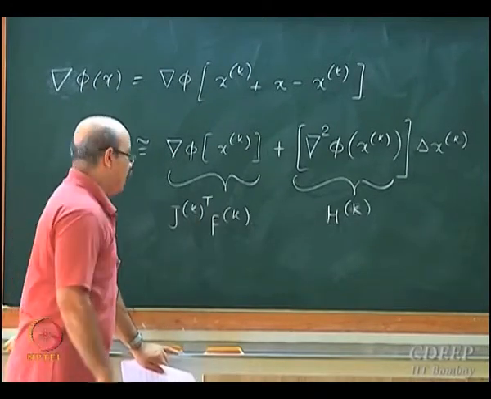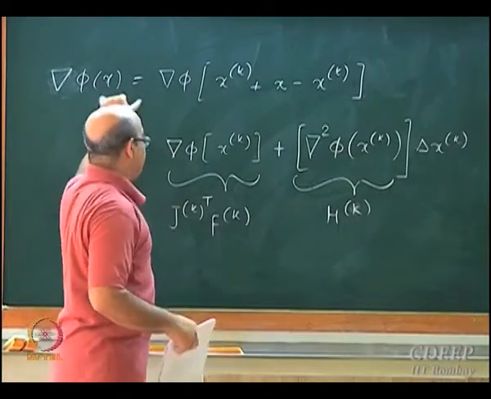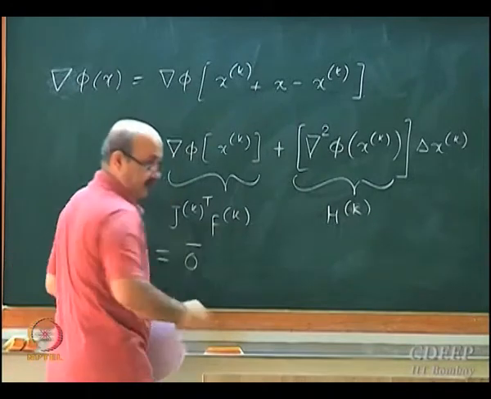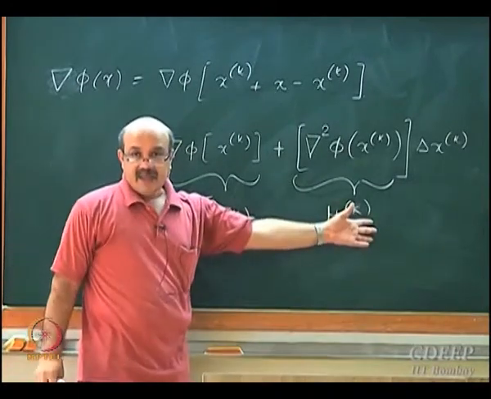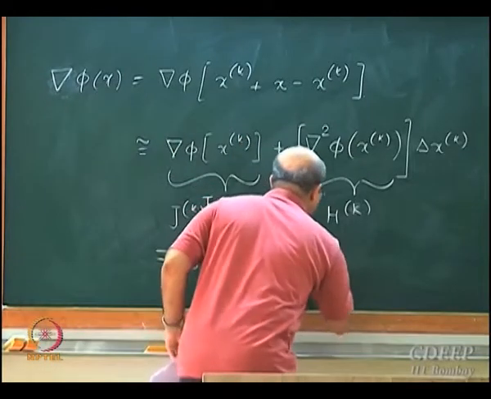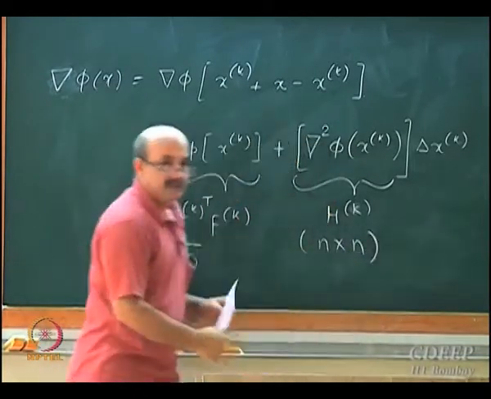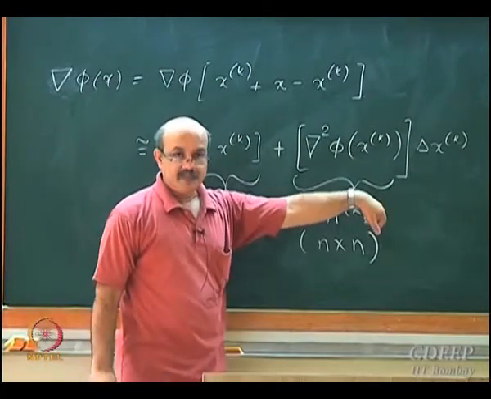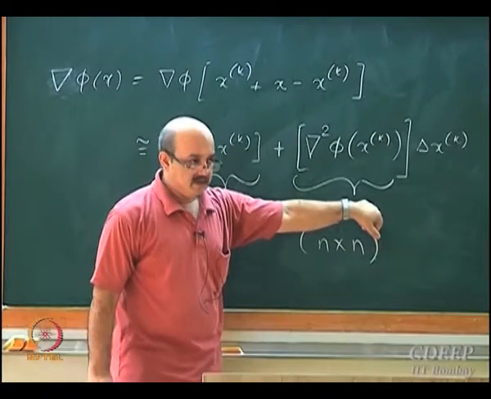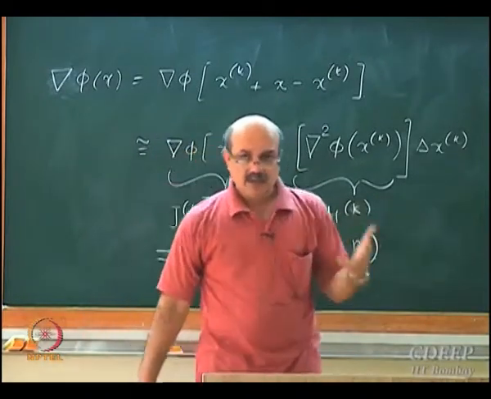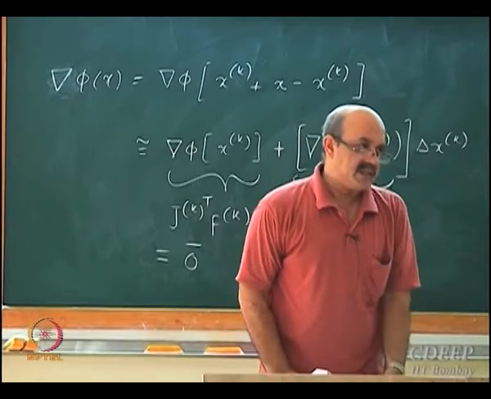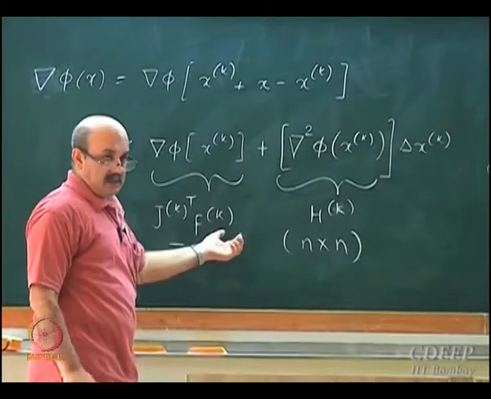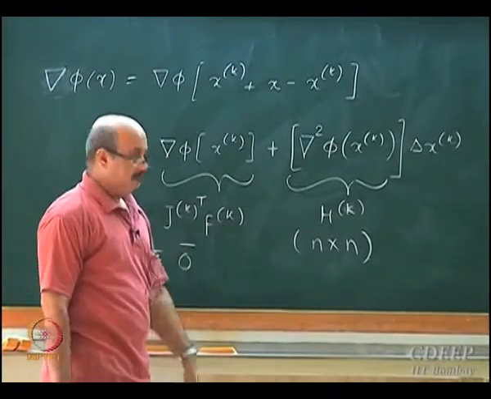This is J_k transpose F_k, and now instead of solving for grad phi of x equal to 0, I am going to solve for this approximation equal to 0 vector. H_k is a square matrix, so this is an n cross n matrix. Phi is a scalar objective function. Its second derivative with respect to x is the Hessian matrix. We have looked at the Hessian matrix earlier when we talked about the necessary and sufficient conditions for optimality. This is the Hessian matrix. This is the Jacobian transpose F_k.